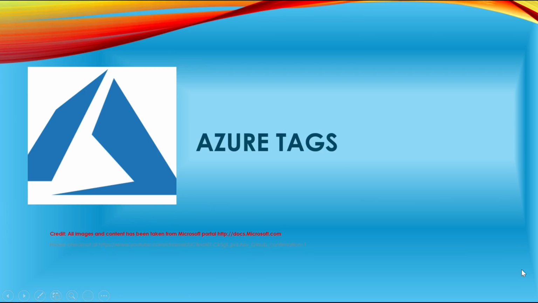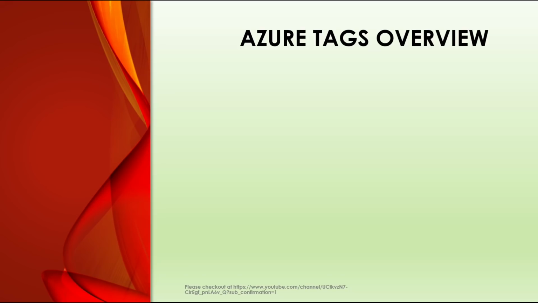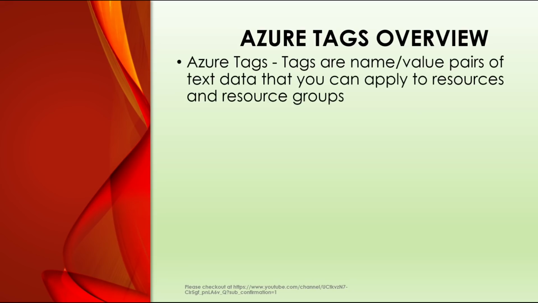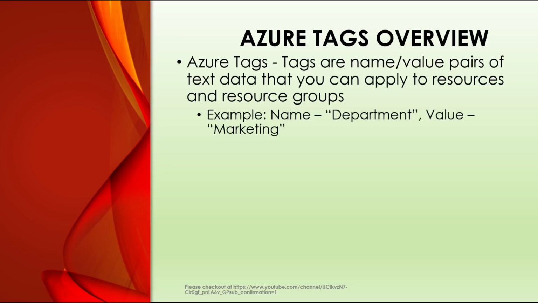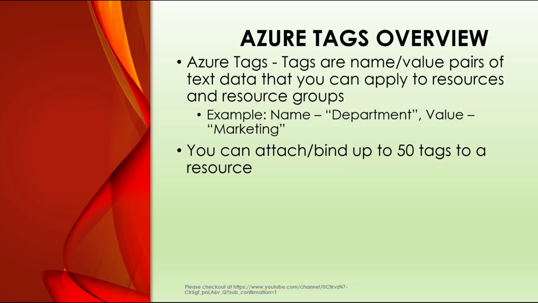Okay, so now let's talk about tags, right? So what are tags used for? Well, with Azure tags, you can configure names. It's a name-value pair of text data that you can apply to resources and resource groups. For example, you can name a department and the value of that could be marketing, sales, IT, HR, etc. You can attach up to 50 tags to a resource.